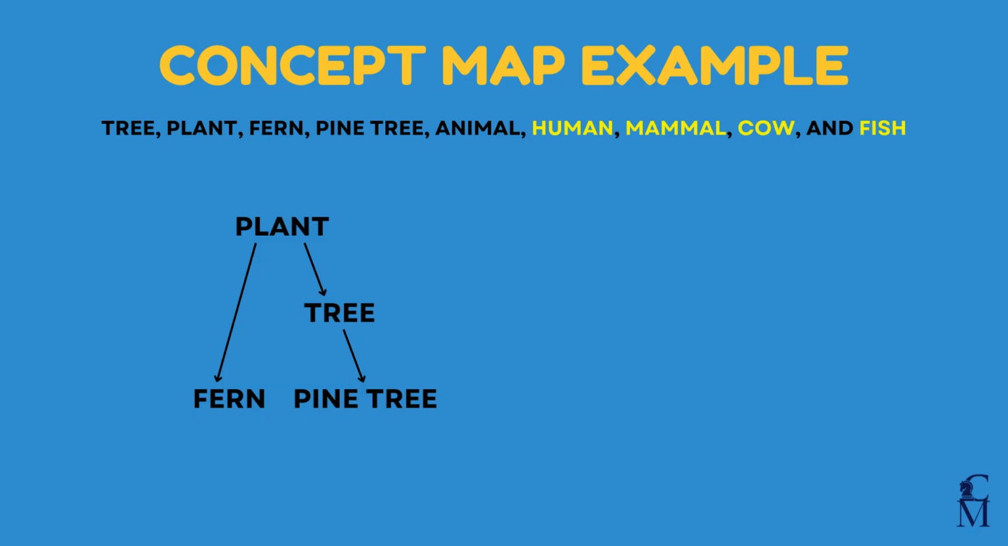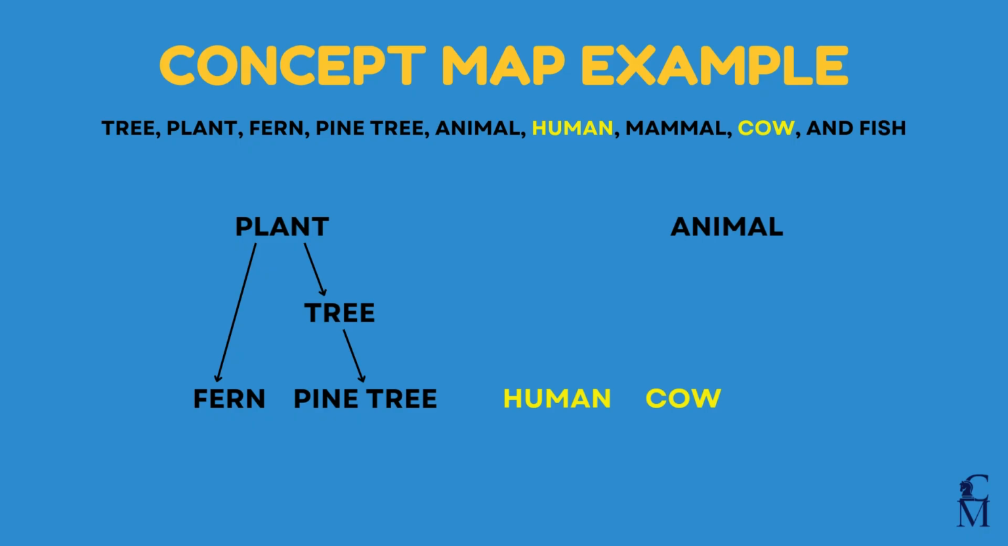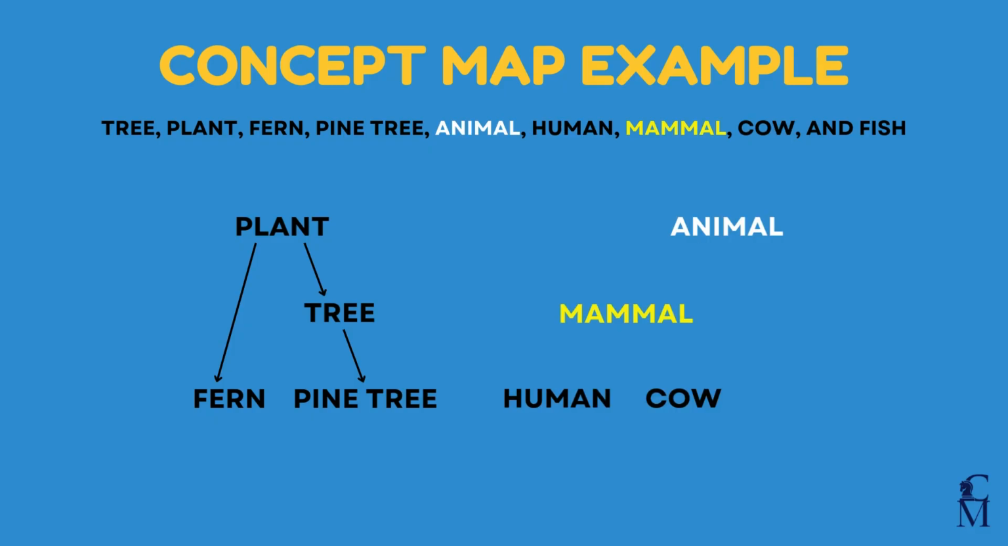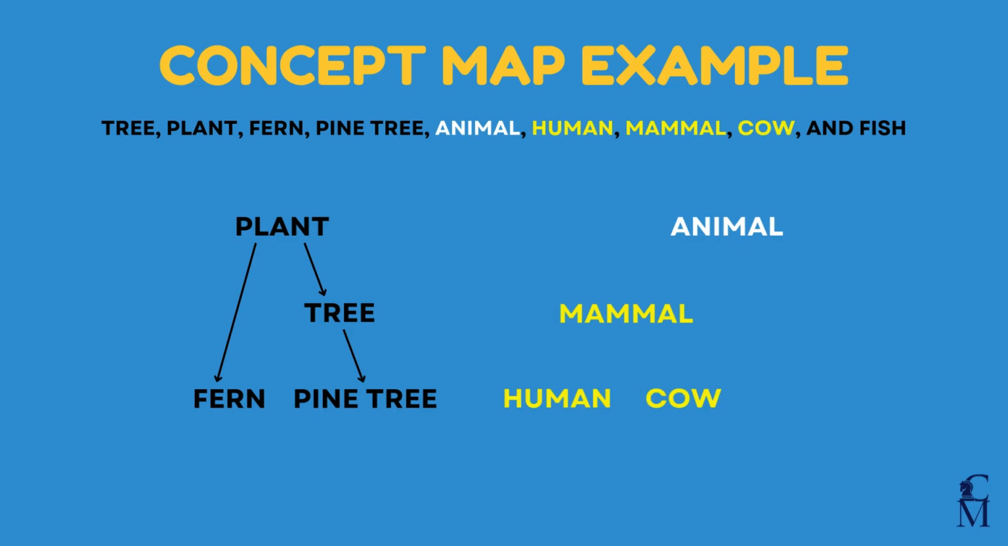Since human, mammal, cow, and fish belong to the category of animal, this tells us that animal is the highest order category among the remaining categories. So, we will place animal at the top. Also, since humans and cows are types of mammals, that makes mammal a higher order category compared to human and cow, but mammal is a lower order category than animal. So, we will place the word mammal below the word animal, but above the words human and cow.